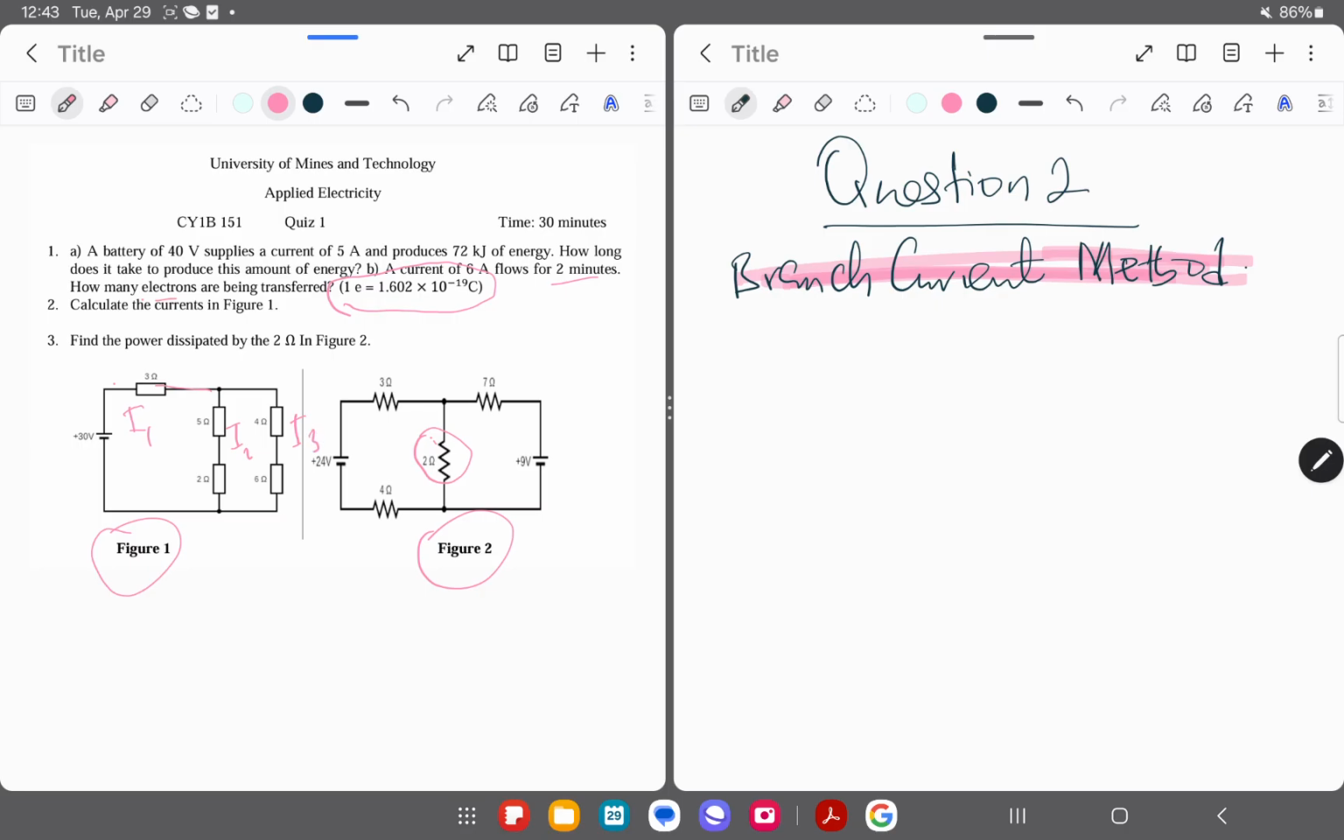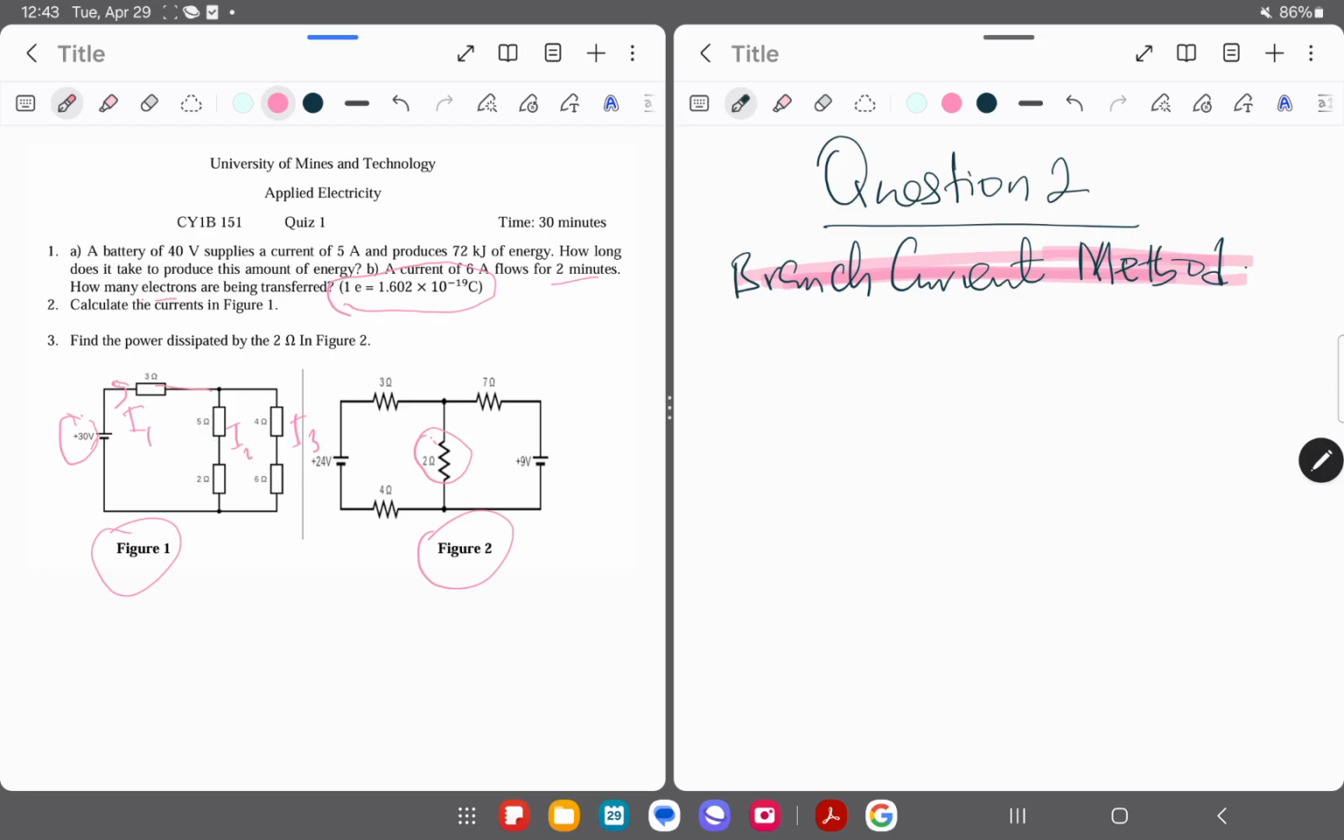So I've assigned the current. Now I'm going to indicate the direction. I'll indicate the direction relative to the voltage source that we have. You can see that we have 30 volts here. Because we have negative to positive, meaning the terminals, I'm going to indicate my current starting from negative and going to positive. So we indicate the direction to be going this way.